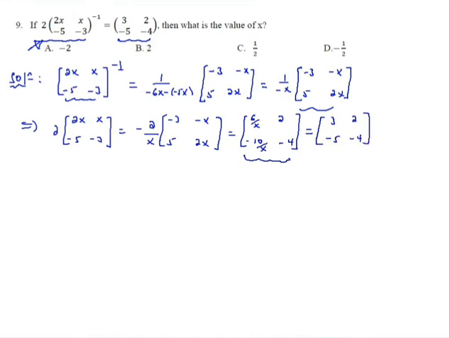Okay, from this comparison, 6 over x must be 3. 6 over x must be 3, ያ ማለት x ምን ይሆናል ማለት ነው? 2 ይሆናል ማለት ነው. Or you can also take minus 10 over x must be minus 5, still x is 2. So the value of x becomes 2.